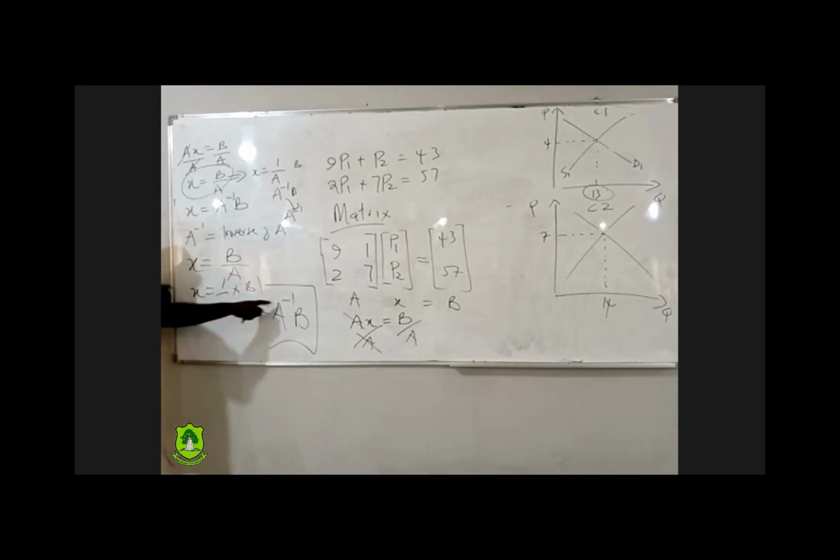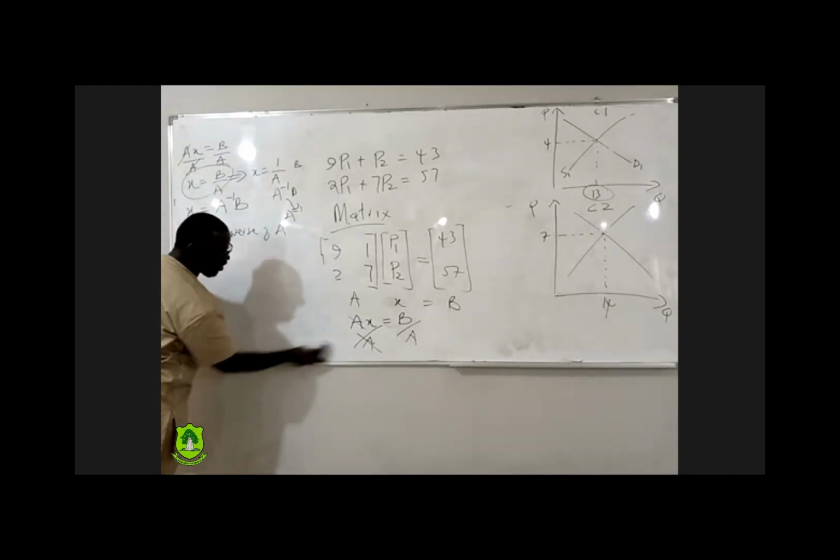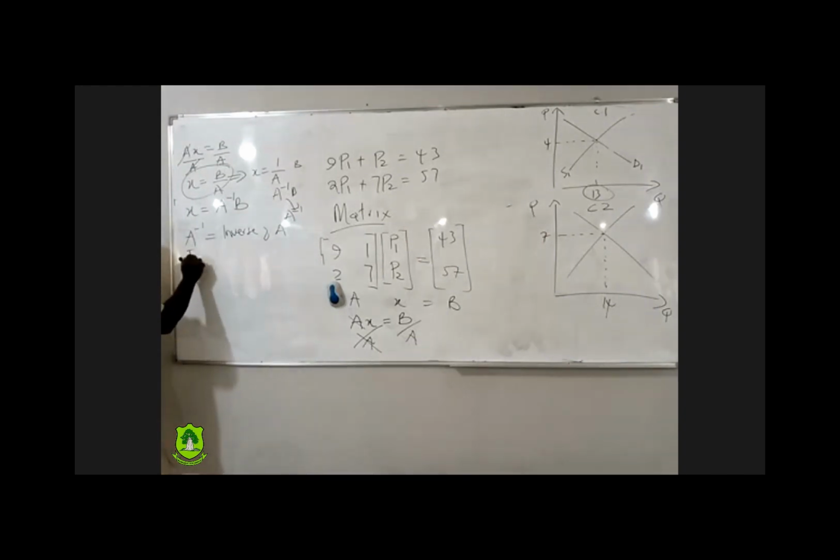Or what we don't have is the inverse of what? A. The inverse of X or the prices is what? Inverse of A times what? B. Good. So X is inverse of A times B. So now let's find the inverse.